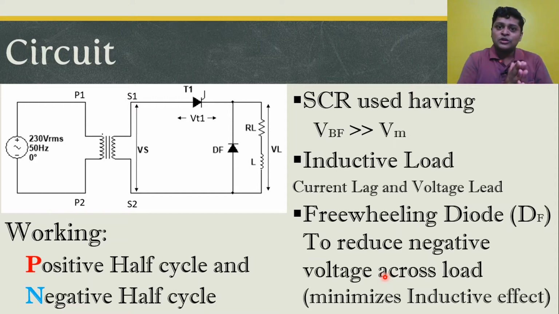So the same circuit which is providing a higher efficiency with the resistive load, suddenly the efficiency decreases due to the inductive nature because we are getting a negative voltage. So for the same firing angle, with the resistive load we get more DC voltage, whereas with the inductive load we get less DC voltage because of this effect. We try to minimize this effect by adding a freewheeling diode, and that's why we have added this.